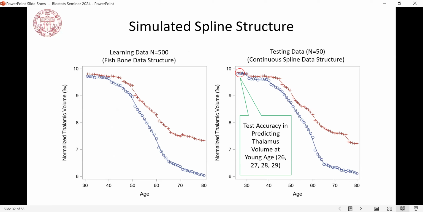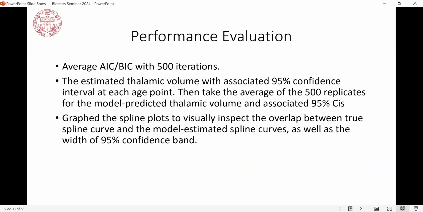So we reiterate 500 times, and we have one single testing data set with 50 samples, with ages from 26 to 80. We hold this data, we have 500 data sets, we apply this testing model, and let's see how accurate it is. Now we look at AIC and BIC, take the average, and look at model fit.